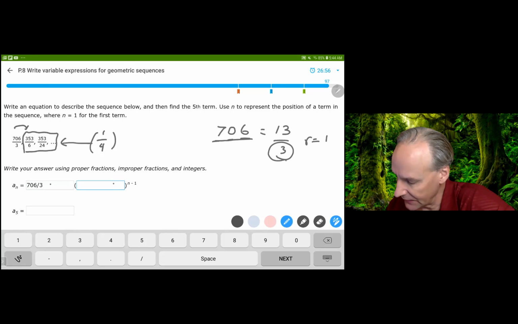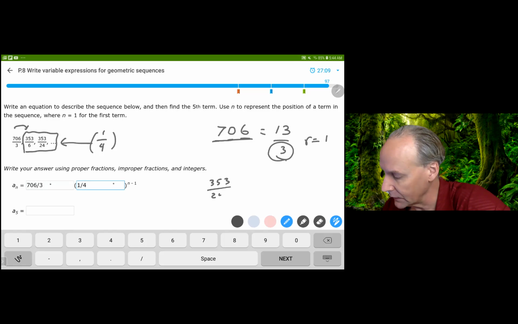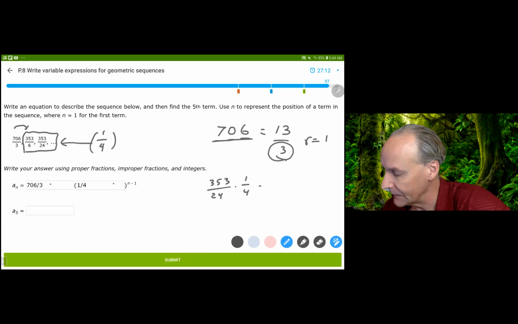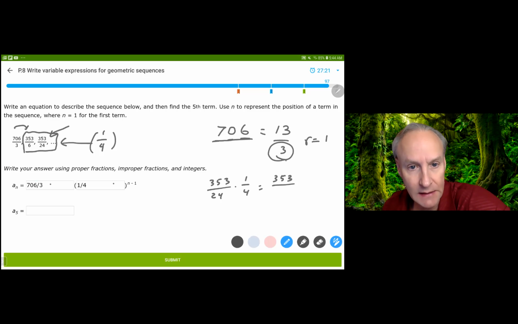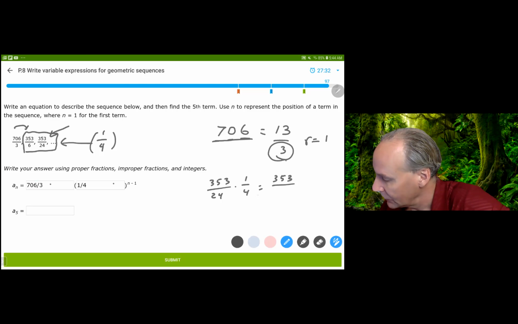The 1/4 is my multiplier, and I know you want to get done. I want the 5th term, so it looks like I'm going to have to multiply by 1/4 a couple more times. So I've got 353 over 24, and I need to multiply that by 1/4, and that's going to give me 353. Clearly, 353 has no even numbers in it, and it's also not divisible by 3 because our original 706 isn't divisible by 3, so neither is the 353. We're multiplying 24 times 4, which is 96.